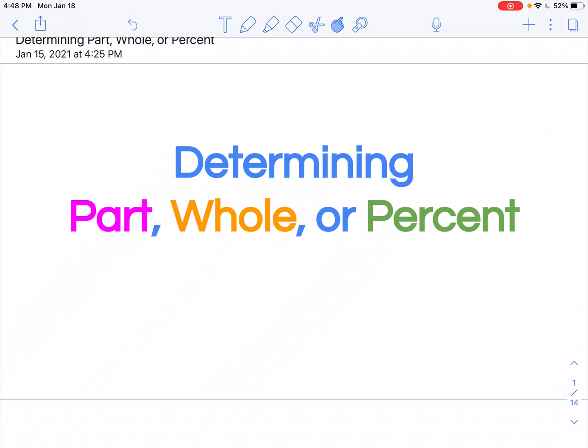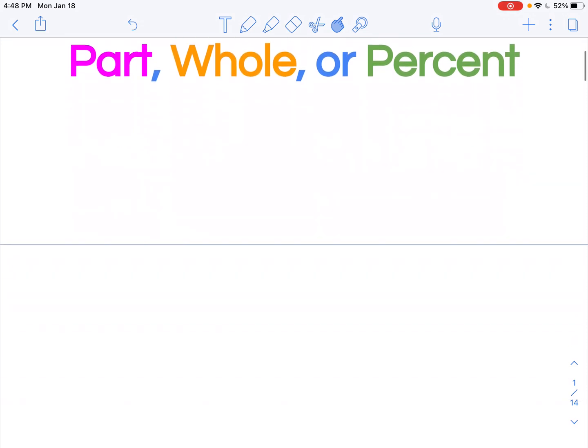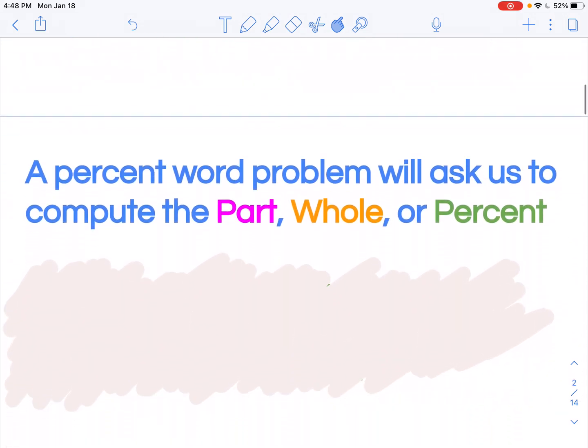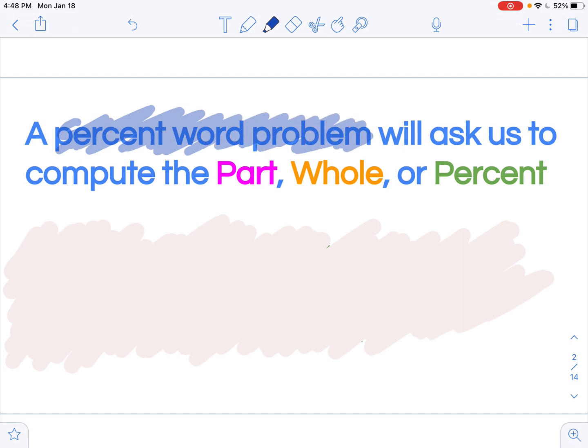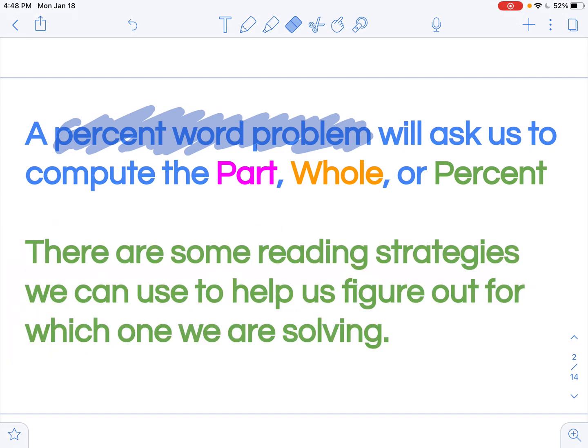Today's lesson is all about determining if a problem is asking us to find the part, the whole, or the percent. As we move forward for the next couple of weeks, we're going to be working on percent word problems. We're going to have to figure out if that problem is asking us to find or compute the part, the whole, or the percent. But there are some reading strategies that we can use to help us figure out which one we are solving.